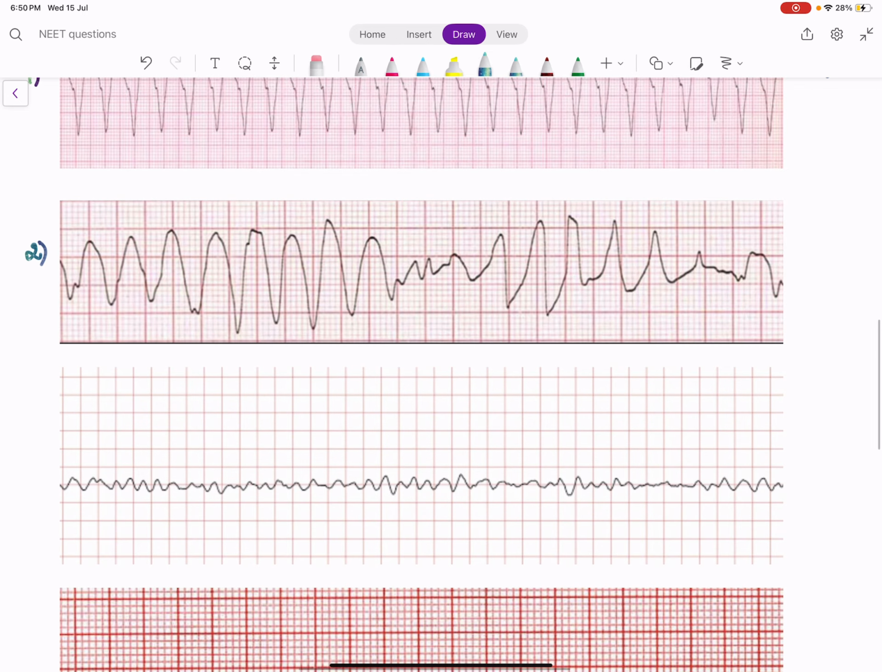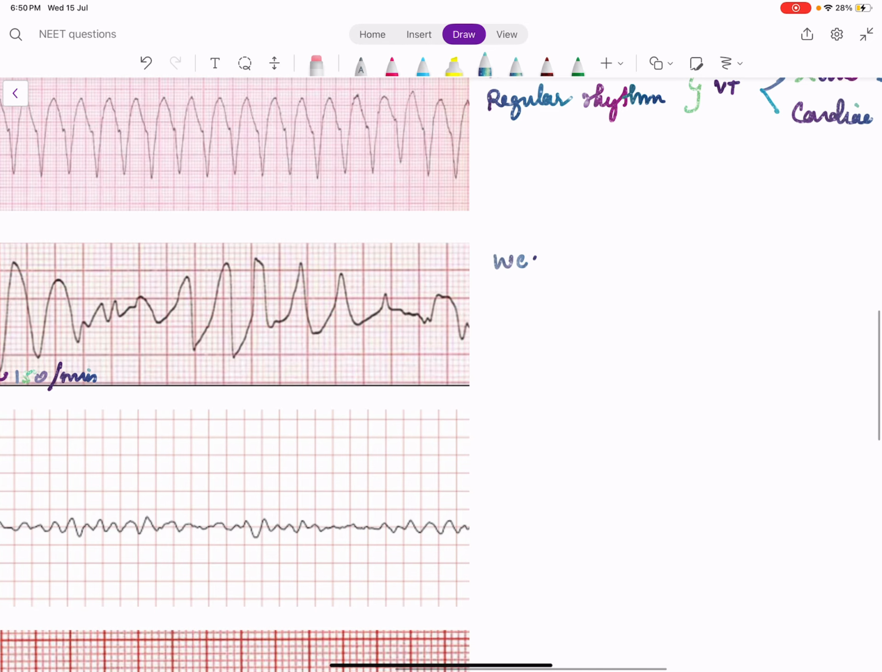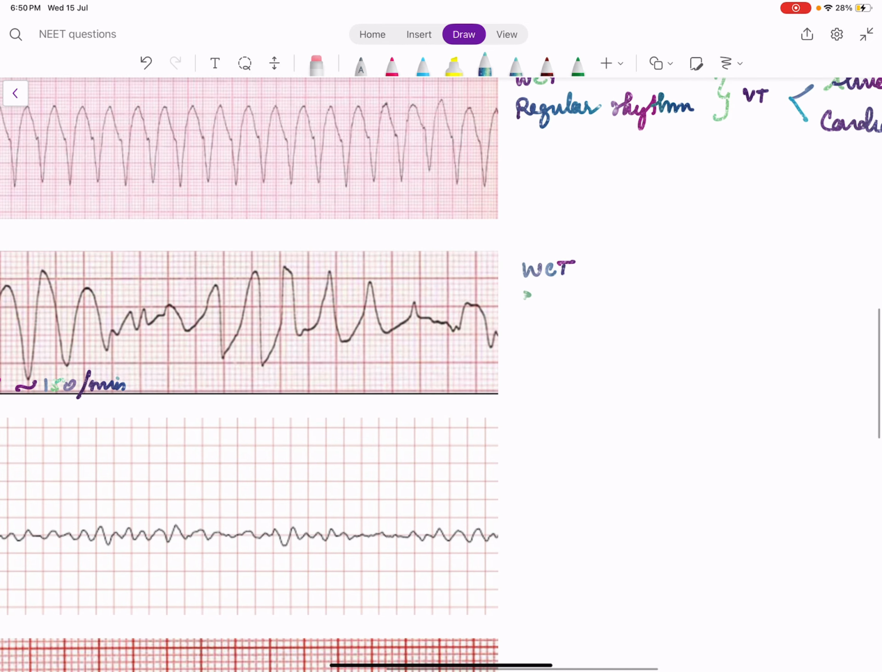In the second ECG, also there is tachycardia. Heart rate is around 150 per minute, so this is definitely tachy. Is this narrow complex or wide complex? This is also wide complex, so this is also a wide complex tachycardia. This is somewhat irregular.